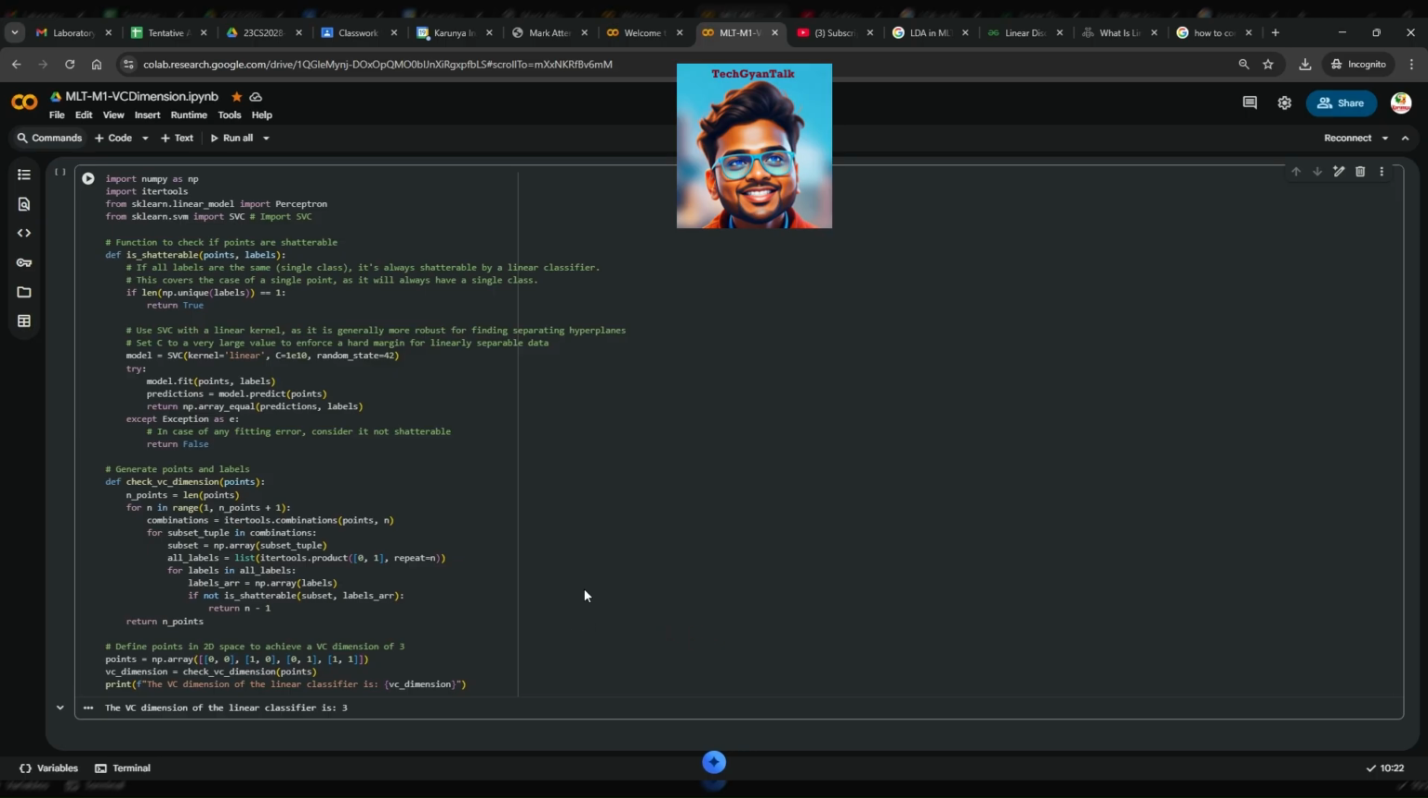And once we run this program, we'll get the output at the bottom, which is: VC dimension of linear classifier is 3 for this particular array of points.